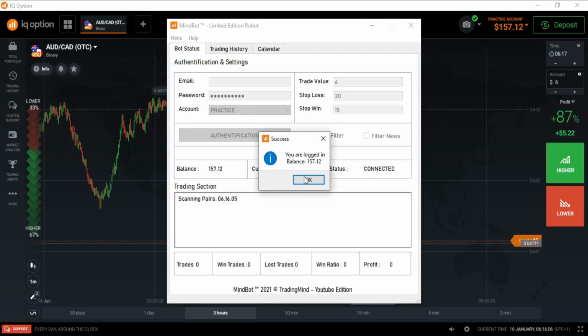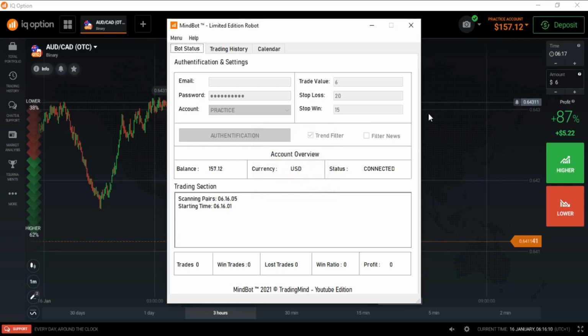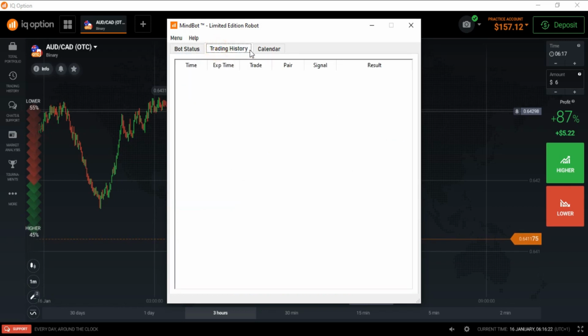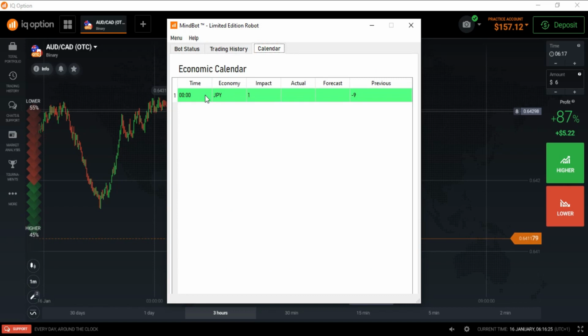So we will continue on our account and we will watch the progress with this account. So as you can see guys, we are connected using our currency USD and the balance is the same as our account. So I will check the news. We have JPY. This is just released at midnight, so nothing to worry about.